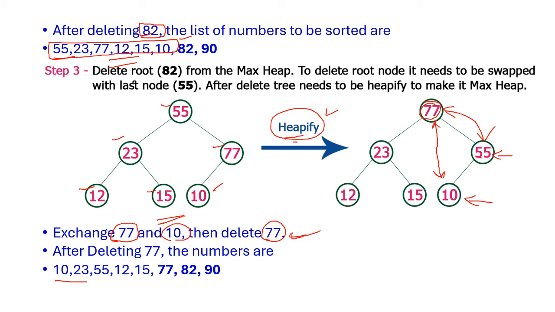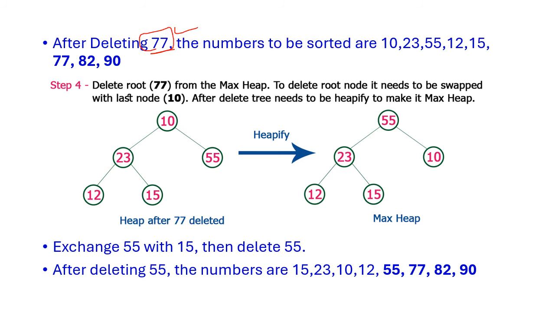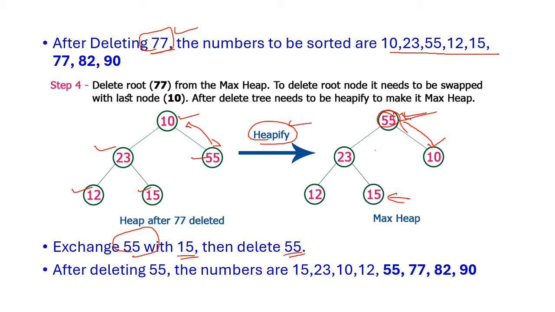Once we remove the 77, these are the data items to be heapified, and 77 will reach its right position. Now, after deleting this 77, the numbers to be sorted are 10, 23, 55, 12 and 15, right? So now we have to apply the heapify method. At this level, there is no problem, but when we come to here, these two values should be exchanged. So 55 should reach its root node. Exchange 55 with 15, then delete 55. Deleting 55 means 55 reaches its right position.